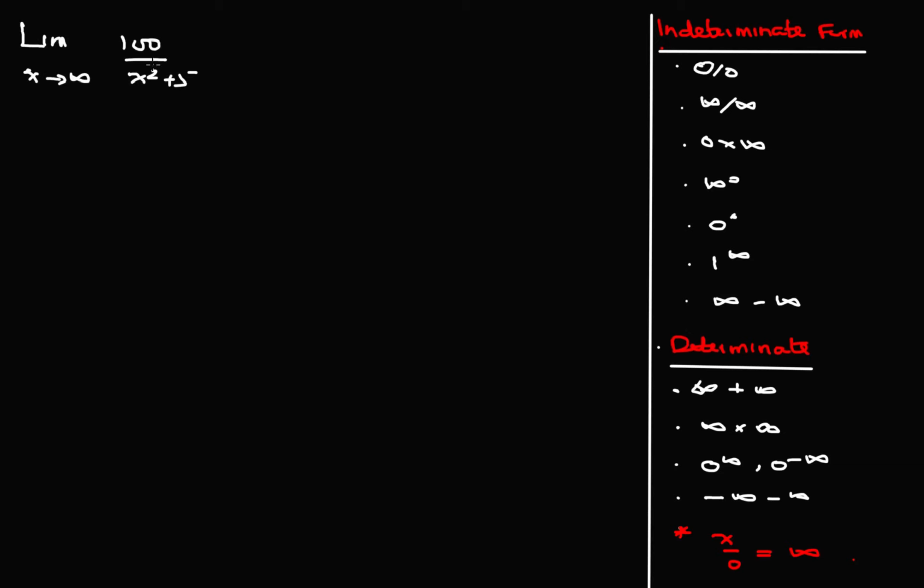All right, so we check quickly to see if we have the indeterminate forms. Here we'll have 100 over infinity squared plus 5, and infinity squared plus 5 will give us infinity. So the situation we have here is going to be 100 over infinity. 100 over infinity is not indeterminate, so we can solve just like this. Because this is infinity, then plus 5, it will still be infinity.